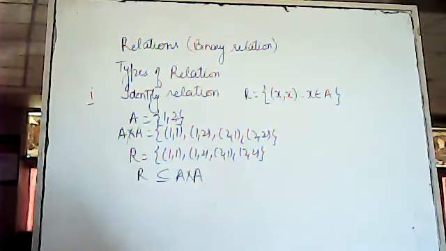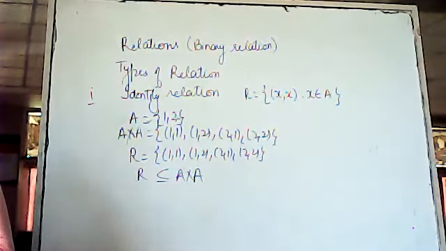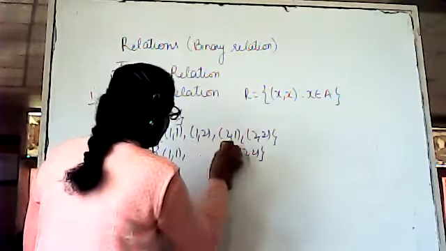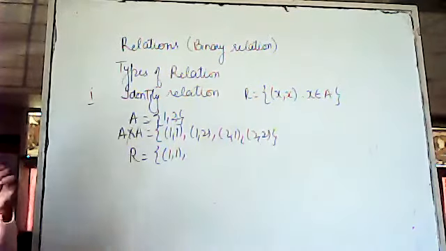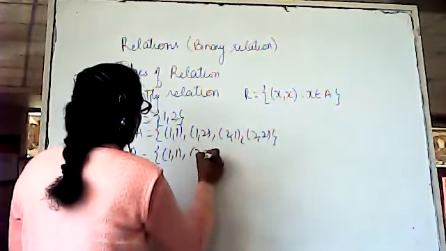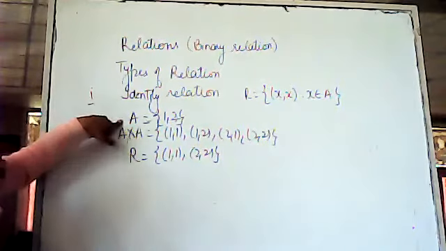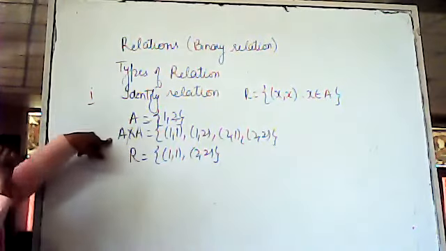Thus in identity relation, every element is related to itself only. For example, let us suppose we are having a set A having the elements 1 and 2. After defining the set, we can find the cross product.